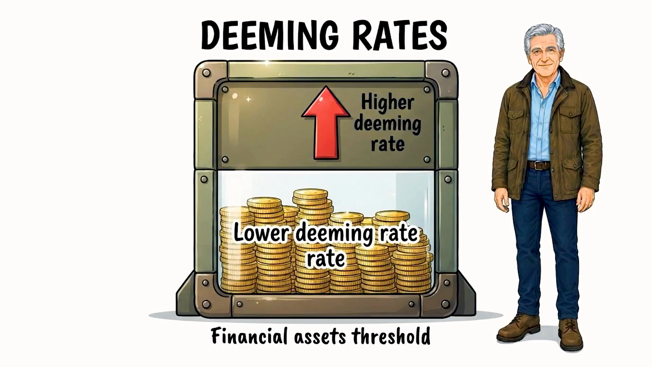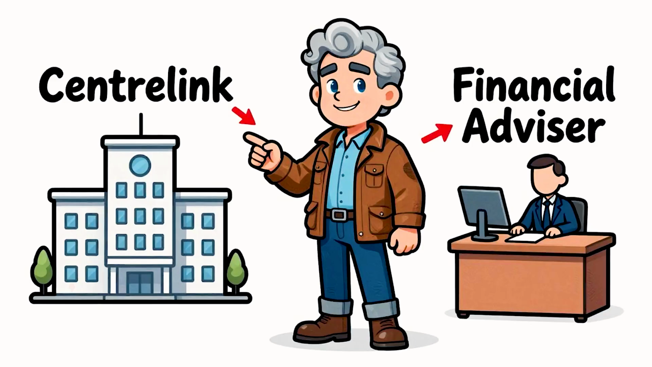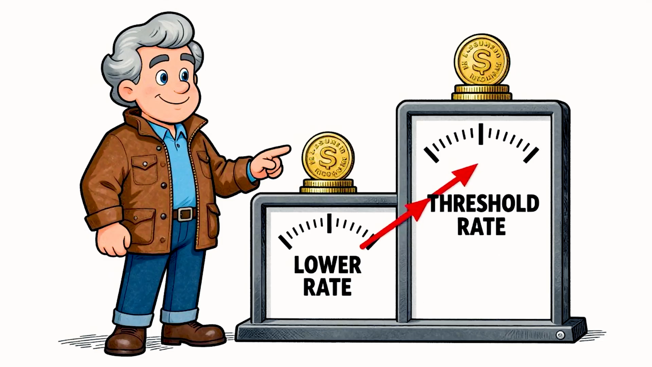There are two deeming rates at play, a lower rate that applies to the first portion of your financial assets, and a higher rate that kicks in above that threshold. The thresholds and the rates themselves can be adjusted by the government, so the exact numbers you see today may not be what applies when you're watching this. Always check with Centrelink directly or speak to a licensed financial advisor for figures that apply to your specific situation. But the structure, two rates, two thresholds, assumed income regardless of what you actually earn, that part stays constant.